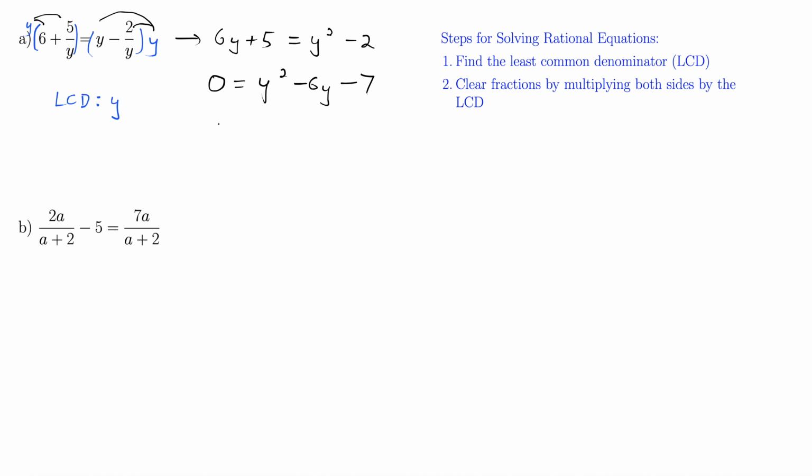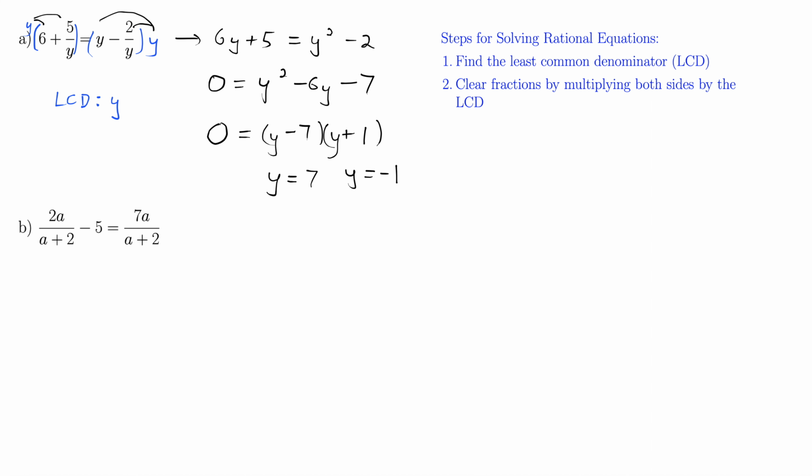Now we're getting there. Let's factor that. We need factors of negative 7 that add to negative 6. So two numbers that multiply to negative 7 but add to negative 6. I'm thinking negative 7 and plus 1 do the trick. And now we set each one of these equal to 0, giving us y equals 7, y equals negative 1.